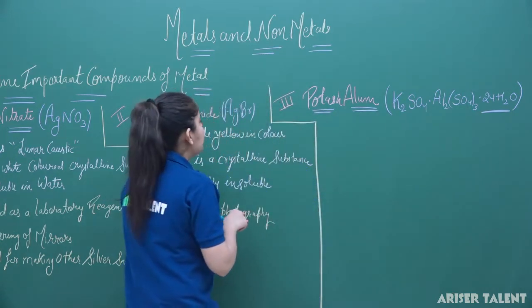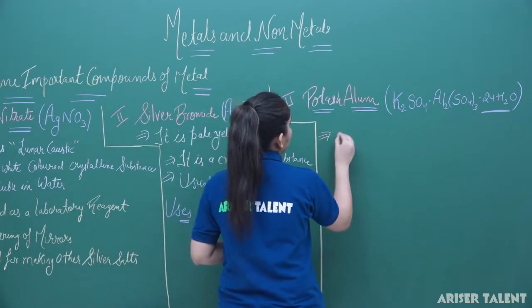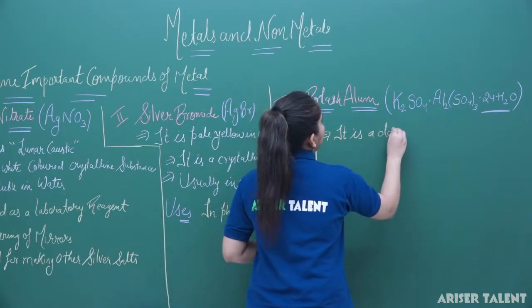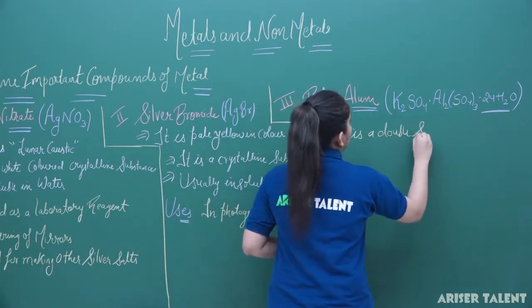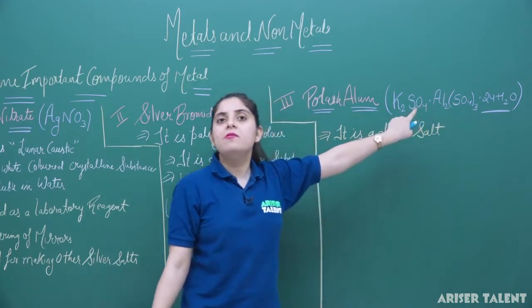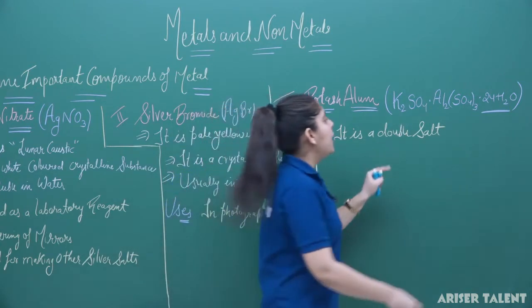So the general properties of potash alum are, it is a double salt. Double salt means it contains two sulphate salts. So it is a double salt of potassium and aluminium.